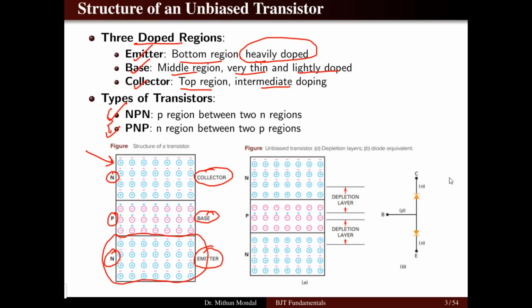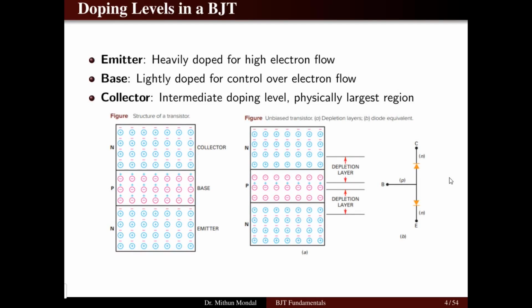So we will have two important types of transistors: the NPN transistor and the PNP transistor. Talking about the doping level, since you have emitter, base, and collector, the emitter is heavily doped, so it will have high electron flow. The base will be lightly doped for control over the electron flow direction. The collector, which has an intermediate doping level, is physically the largest region.